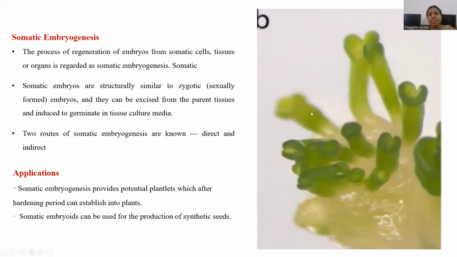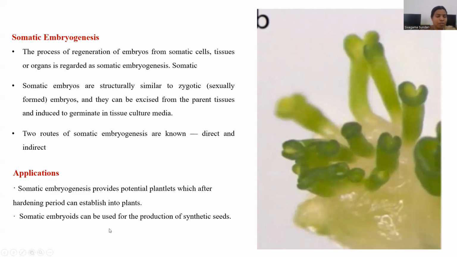As it is taken from the somatic cells, we call it a somatic embryo. If I'm using anther, ovary, and ovule, if the embryo is arising, I have to say it is a zygotic embryo. Here also, direct and indirect somatic embryogenesis are there. The main application is that it is very easy. From this embryo, a plant can arise and you can harden it.